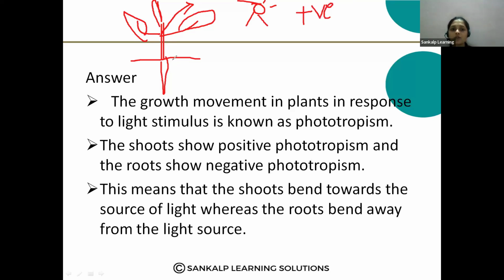So that is called positive phototropism. Okay. So then observe the root. Is it growing towards the sunlight? Is it growing towards the sunlight? Yes, ma'am. Roots are growing towards the sunlight. Roots, what I'm asking, listen, are these roots growing towards the sunlight? No, they are growing on the opposite side of the sunlight.